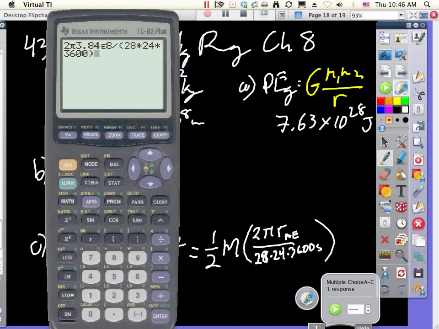Oh, that's supposed to be squared, isn't it? Oh well, this will be the velocity. So the moon is moving about 1,000 meters per second. I'm going to square that. So square that, 997 squared. Oh, okay, that's weird.